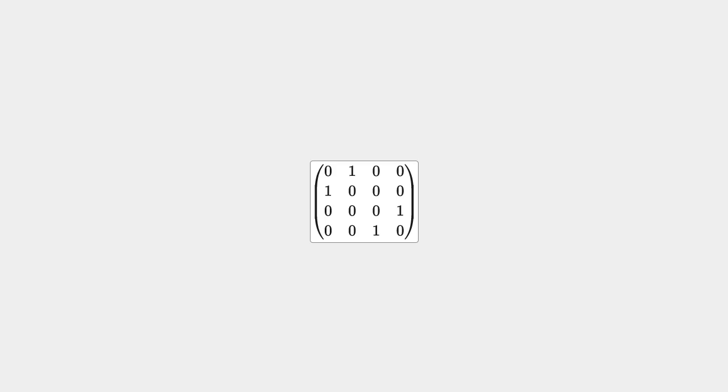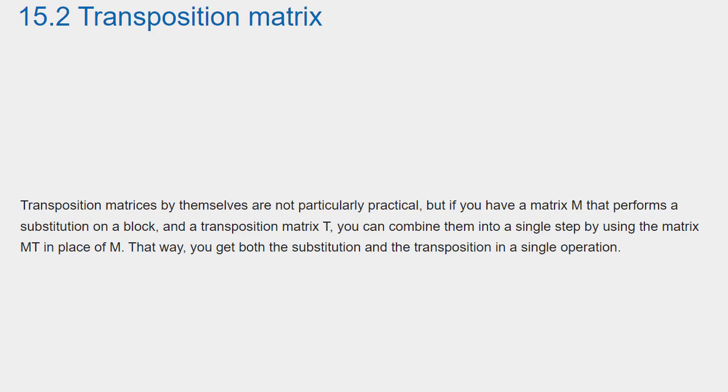To move a letter from position 2 in the block to position 5, you would set the element on row 2 in column 5 to 1. Here is an example of a 4 by 4 transposition matrix that changes the message block ABCD to BADC. Transposition matrices by themselves are not particularly practical, but if you have a matrix M that performs a substitution on a block and a transposition matrix T, you can combine them into a single step by using the matrix MT in place of M. That way you get both the substitution and the transposition in a single operation.